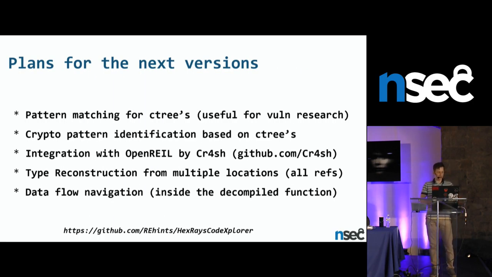And here are some thoughts for future work, which we would like to concentrate on. Maybe you have different feature requests, so please let us know. One of them is pattern matching for ctrees. Let's say you can find functions in the IDB by ctree pattern. You input this ctree pattern and it outputs all the functions which meet this pattern. This might be useful for vulnerability research, crypto identification, and integration with OpenRCE. So not only use IDA and Hex-Rays Code Explorer as a base tool, but also use the OpenRCE project.